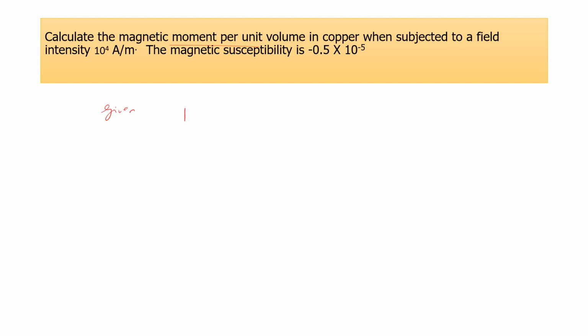H is 10 power 4 ampere per meter. Then chi-m is given as minus 0.5 into 10 power minus 5. So what is asked is intensity of magnetization, which is chi-m into H. But intensity of magnetization is not directly questioned in the question. You have to note that. That is why I have chosen this problem to solve. Instead of giving this, they have given the meaning for this, that is magnetic moment per unit volume. So this has to be found. So that is a small challenge given to you in this problem.